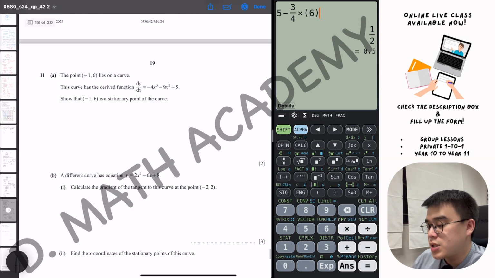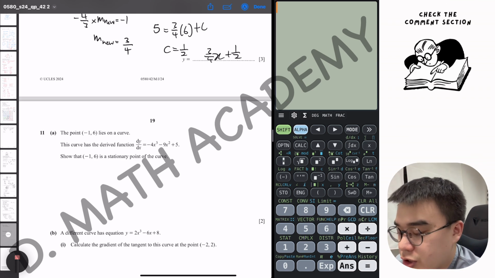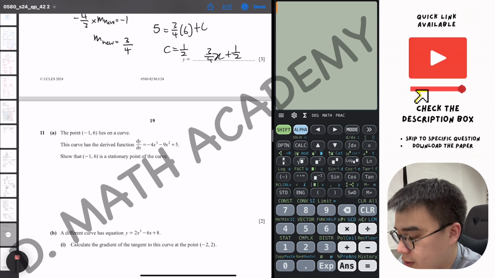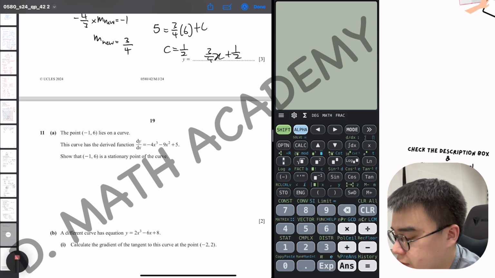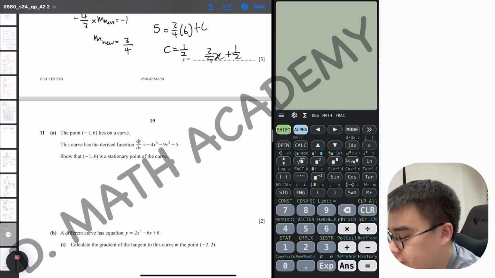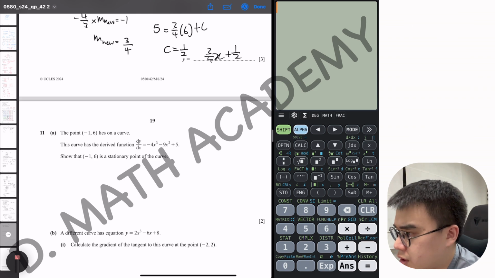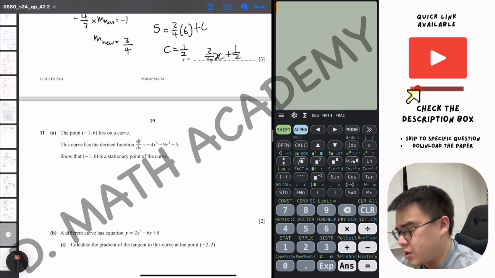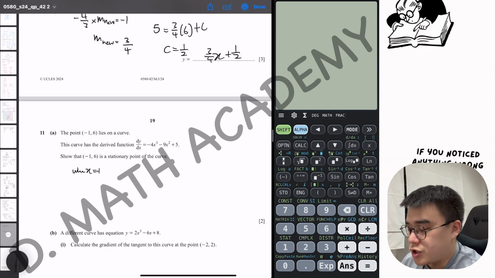Last part. Okay, so now we are at the last question, question 11a. They talk about the point -1, 6 lying on the curve, which is a direct function of this. Show that -1, 6 is a stationary point of the curve. So I just have to double check when I sub in -1, if the answer turns out to be 0, it means that it's a stationary point.